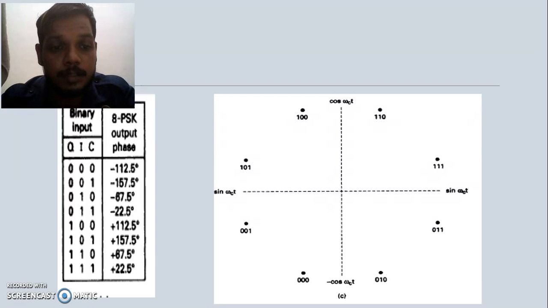Thus, this is the table and the diagram of the 8PSK modulator. When the Q channel, I channel, and C channel are all equal to 0, the value is negative 112.5 degrees, while when the Q channel is 1, I channel 1 and C channel 1, the value is positive 22.5 degrees.